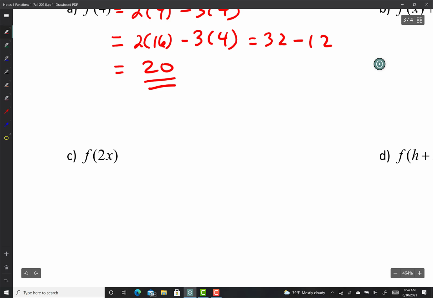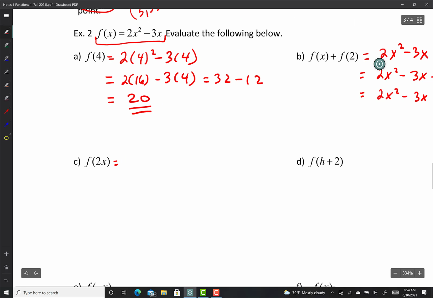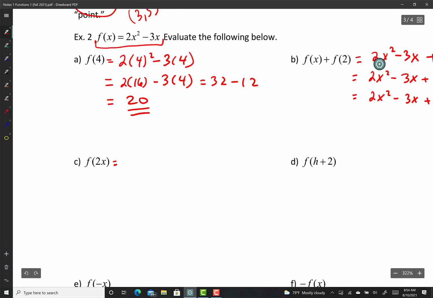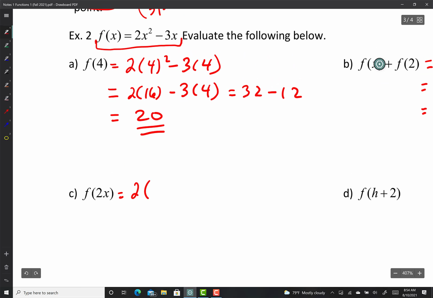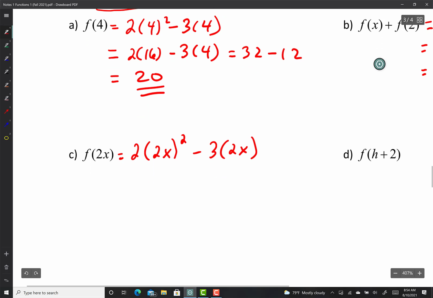F of 2x. It's pretty basic, guys. Wherever there's an x, you're going to type in the 2x. So we're going to write 2 parenthesis 2x close it squared minus 3 times parenthesis 2x. And then don't leave it like that. Go ahead and expand it, guys. So let's see. 2 times parenthesis 2x squared. That's your law of exponents. So that's going to be a 4x squared minus 6x. And then 2 times 4, that's just 8x squared.